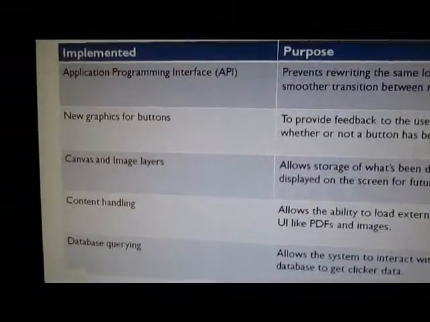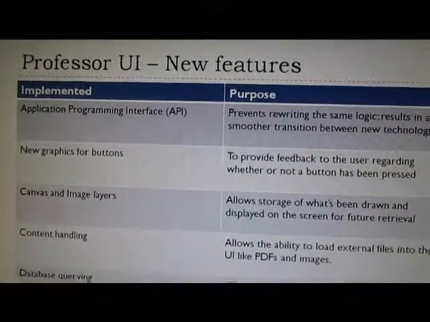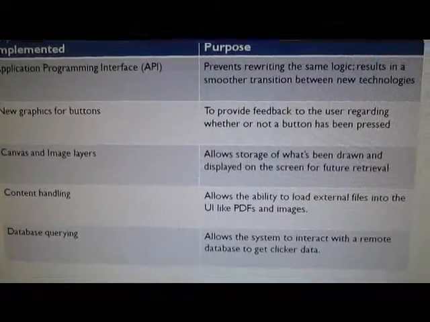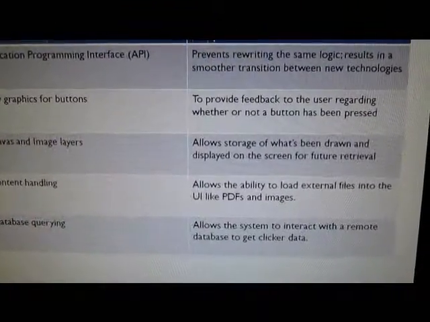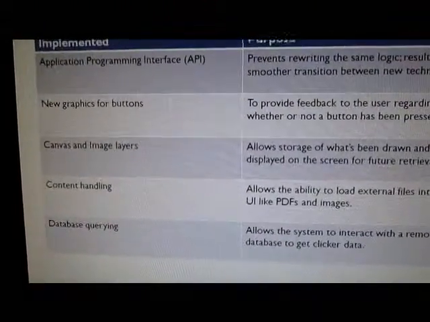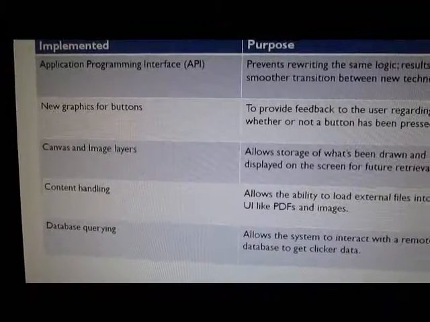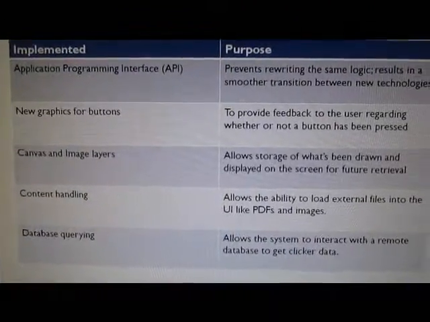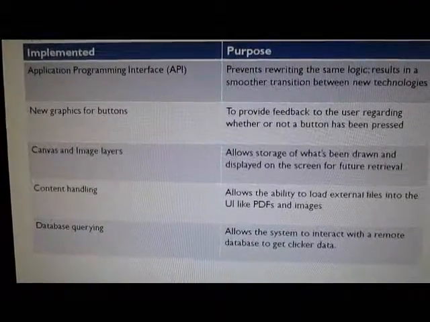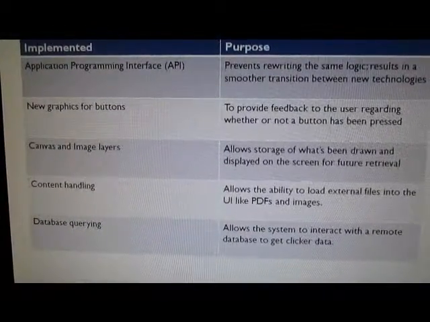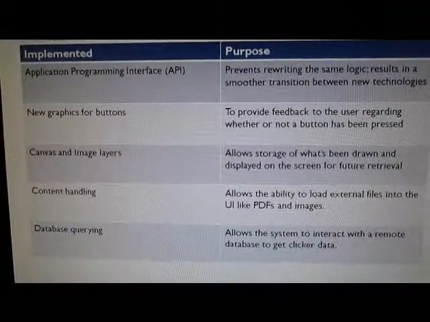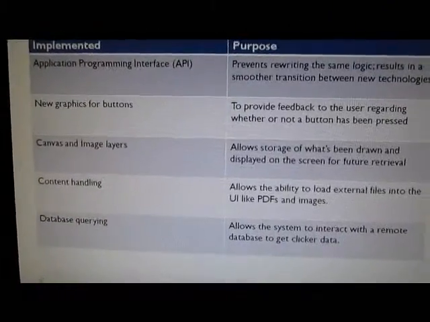Let me see if we can put this into presentation mode. Okay, so here are the features that we worked on. The API, first of all, prevents us from rewriting the same logic over and over again. Results in a smoother transition between new technologies. Talked about the new graphics that we did for the buttons, and its purpose was to provide better feedback in terms of the button states, whether the button is currently being hovered over, whether it's been pressed. So yeah, to provide more feedback to the user.